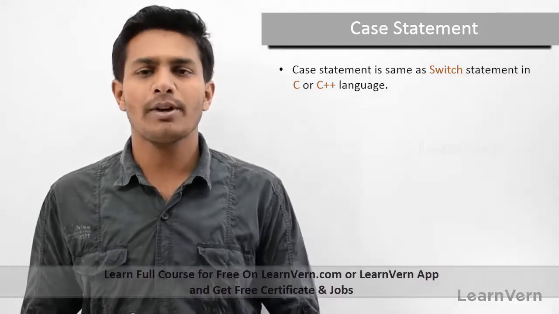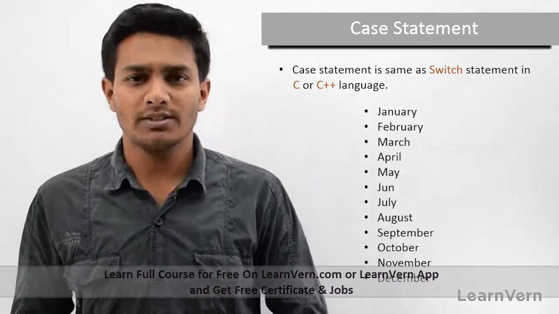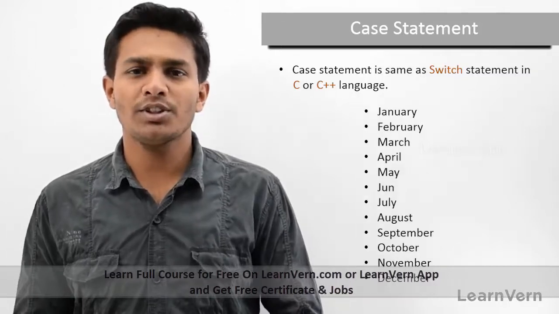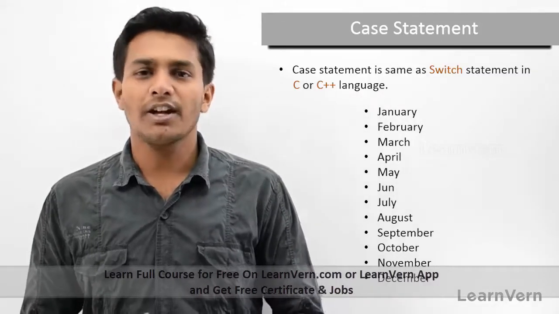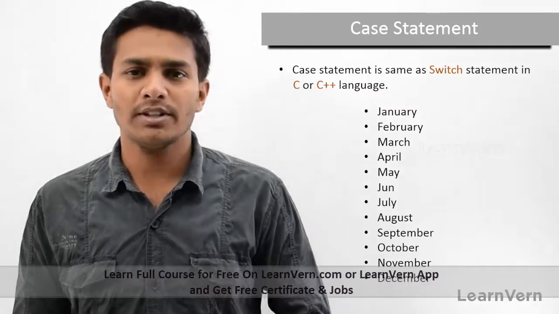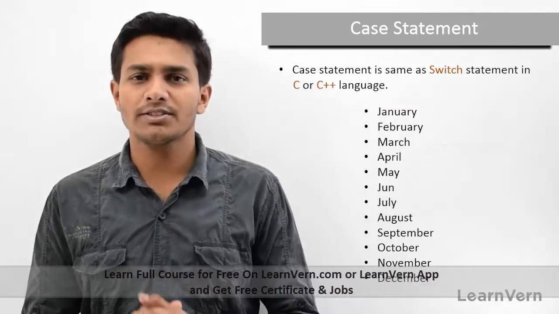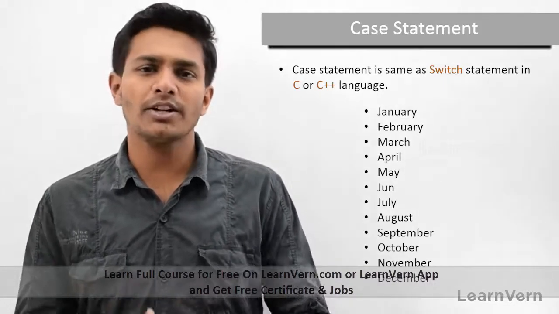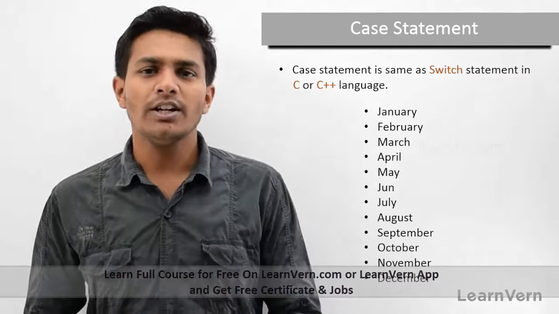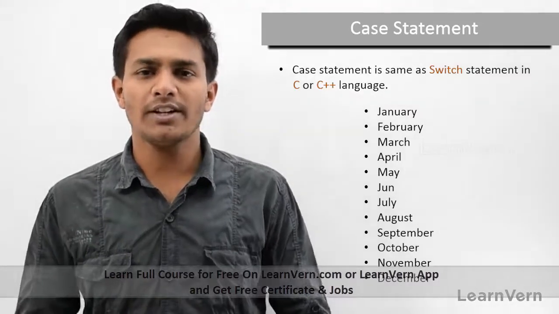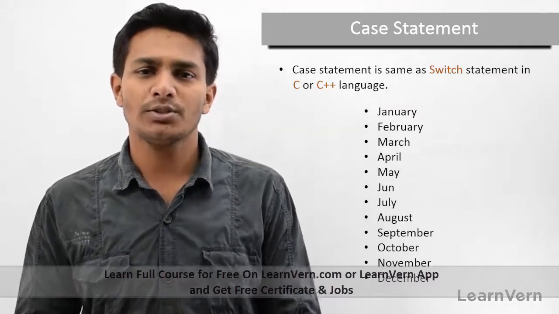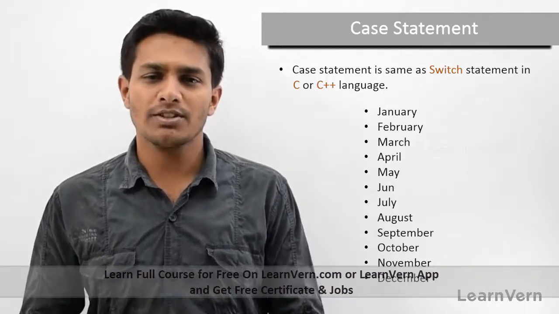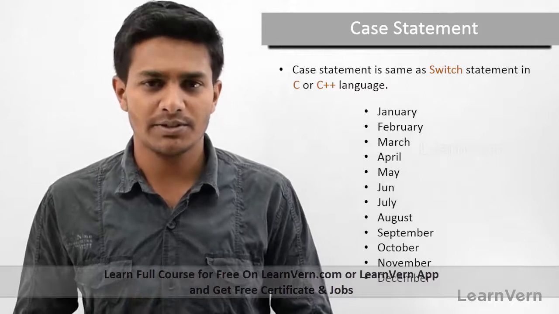For example, I have a list of months from January to December, and for each month I want to greet a person: Hello friends, this is January. Hello friends, this is February. Hello friends, this is December. When we have this kind of scenario, it's easy to handle it using Ruby. With Ruby, we have one functionality for this, that is the case statement.